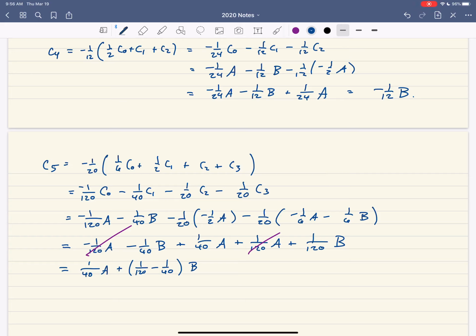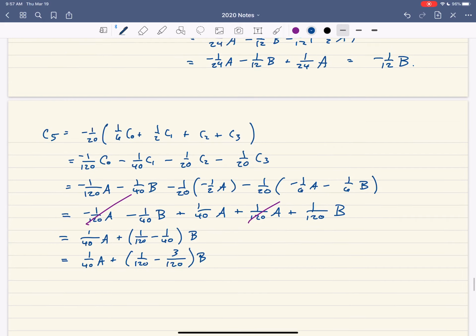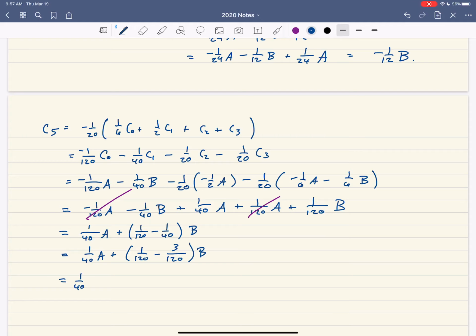And that works out to be, let's just do it. We got 1/120 minus 3/120. So 1/40 is the same as 3/120. So it's going to be minus 2/120 or minus 1/60 B. Okay, and that's C5.